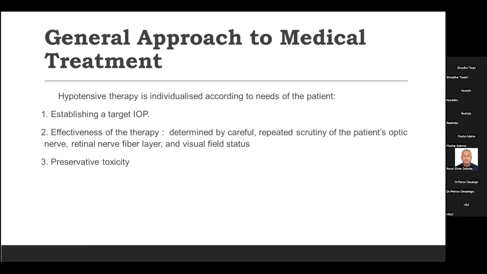And now coming to the general approach to medical treatment. Hypotensive therapy is individualized according to the need of the patient. By establishing a target IOP, the effectiveness of the therapy is determined by careful, repeated examination of the optic nerve head, retinal nerve fiber layer, and visual field defect.